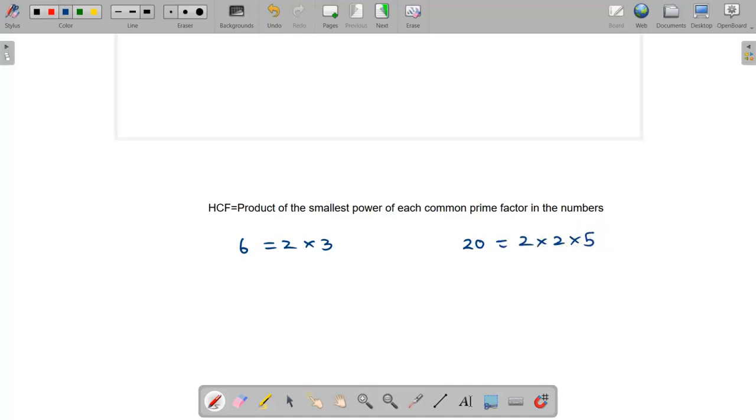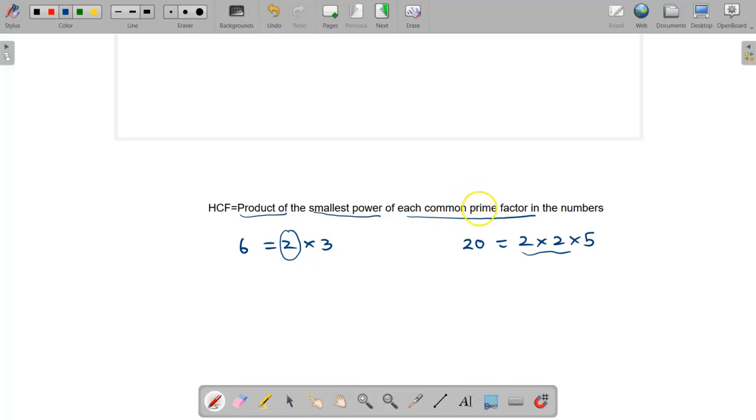Just compare these two. The answer is the product of the smallest power of each common prime factor. So what is the common prime factor here? Let us compare. Here it is 2, here it is 2. Here it is 3, but here I don't have 3. Here I have 5, but I don't have 5 in the other. So the only common prime factor is 2.